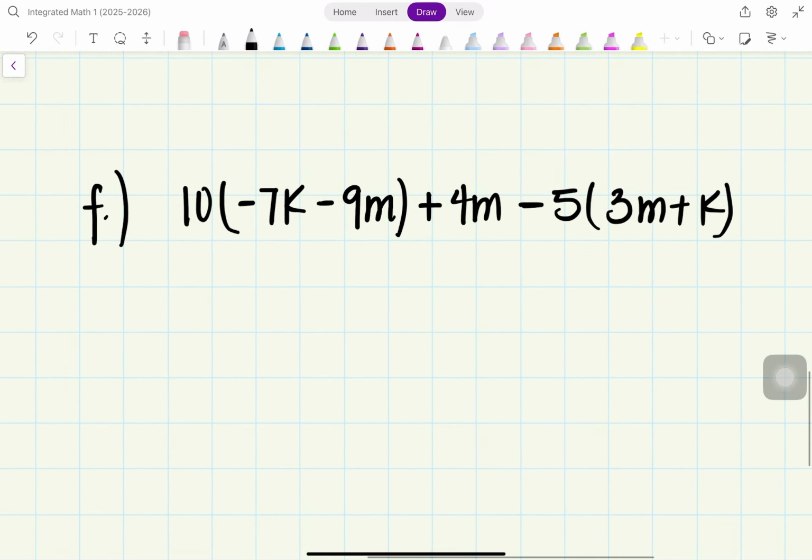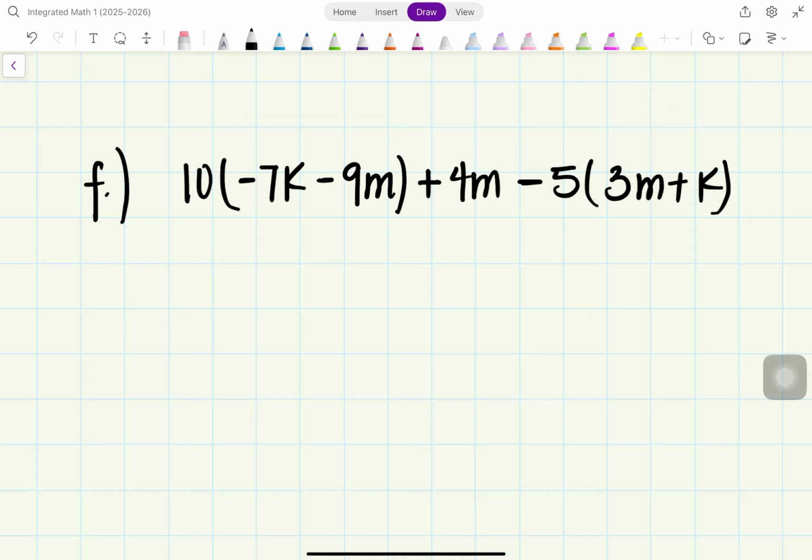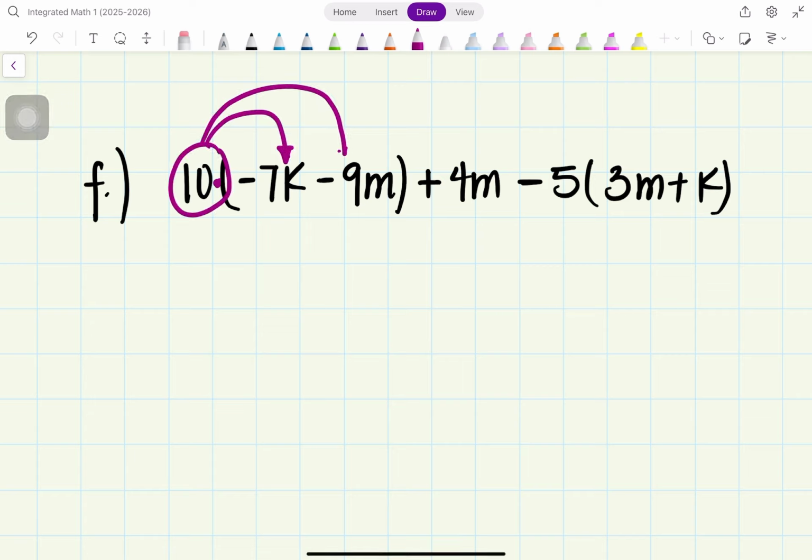Next one. Same idea in this case, guys, just a little bit longer process, and there's double distribution here. So notice in this case, guys, the 10 is attached to the parentheses. So I am going to be multiplying that 10 inside and multiplying that 10 inside, right? So let's go ahead and do that. 10 times a negative 7 is negative 70k. 10 times negative 9 is negative 90m, right? I'm going to go ahead and bring down the 4m.